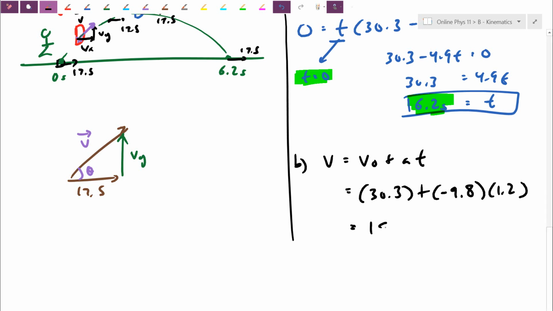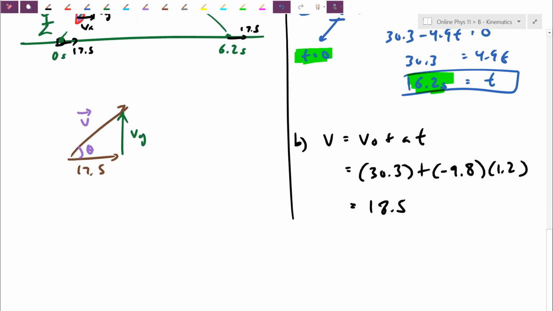You'll notice this velocity here, 18.5. This velocity that we just calculated, when you're at a time 1.2, the velocity is still positive. So that means I'm still on the way up. I'm not going up as fast as I was before. I was going 30.3. Gravity has had a little bit of time to actually slow you down, but I'm still going up 18.5. Now you know this is 18.5.